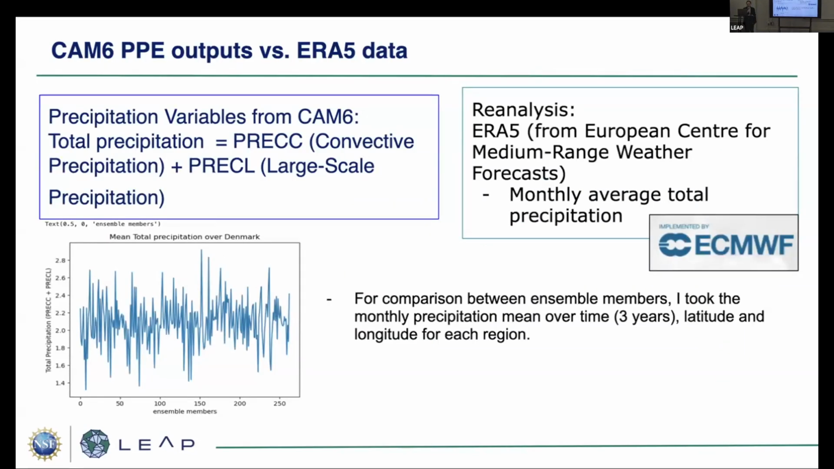Firstly, the 2 variables I was looking at in the CAM6 were the convective precipitation and the large-scale precipitation that together give the total precipitation. And the reanalysis model I used for comparison was the ERA5 model, where I looked at the monthly average total precipitation measured in millimeters per day. In order to compare these different ensemble members, I took the mean over time, latitude and longitude for the 5 areas and the globe. So I ended up with a graph like this for all of the areas, where we have the ensemble members on the x-axis and then the total precipitation output on the y-axis.